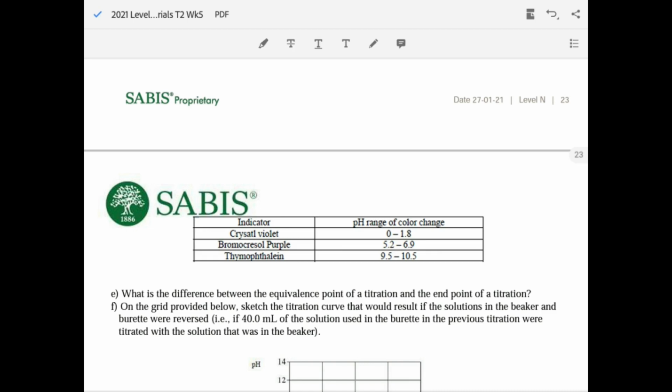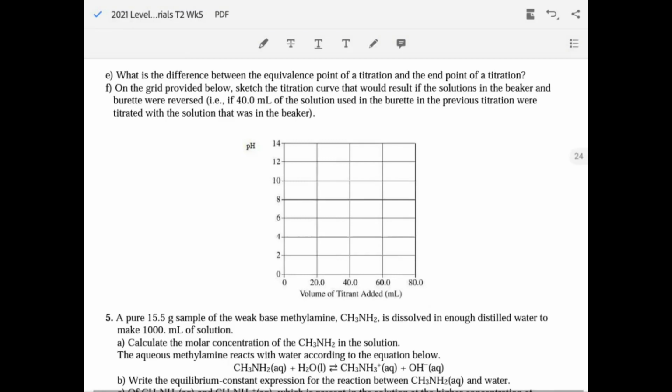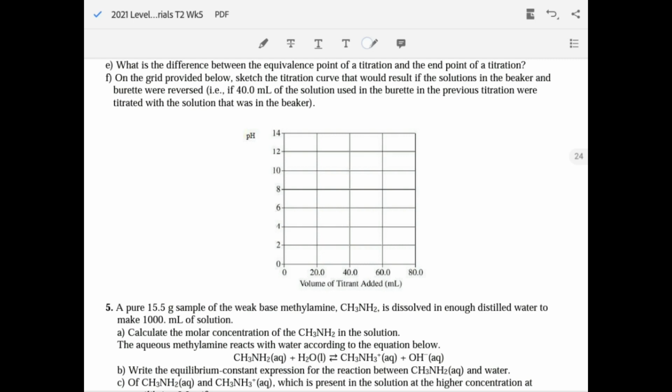So bromocresol purple. What's the difference between equivalence point and end point? Equivalence point is when the number of moles are equal. End point is when the color actually starts to show. That's when you just completely stop. At the equivalence point, you might still be dropping 1 or 2, even though it will be excess.